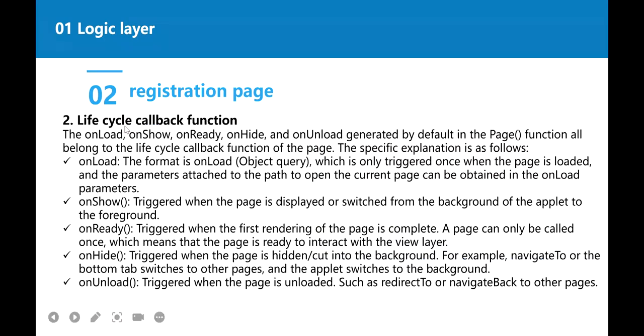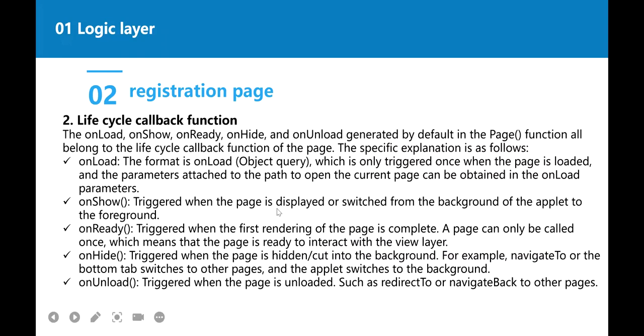Then we have the life cycle callback functions. As we have seen before, we have onLoad, onShow, onReady, onHide, and onUnload. They are generated by default in the page function, and they all belong to the life cycle callback functions of the page. We have some explanations. onLoad is only triggered once when the page is loaded, and the parameters attached to the path to open the current page can be obtained in the onLoad parameters.